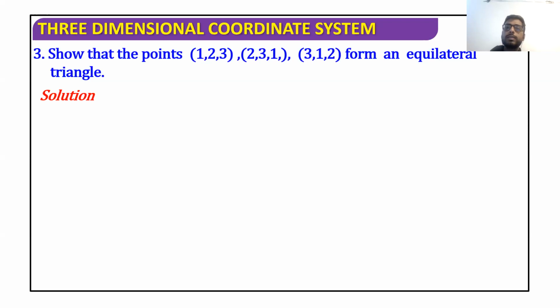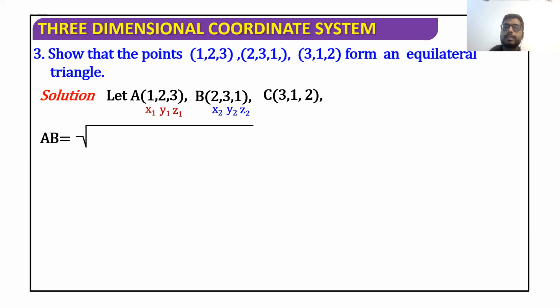Show that the 3 points form an equilateral triangle. What is the necessary condition to show that the 3 points form an equilateral triangle? I have to show that the sides are equal. So I'll consider 3 points as A, B, and C. I'll first find value of AB, then I'll find value of BC, and then I'll find value of AC. If all these 3 values are same, I can say that these are sides of an equilateral triangle.